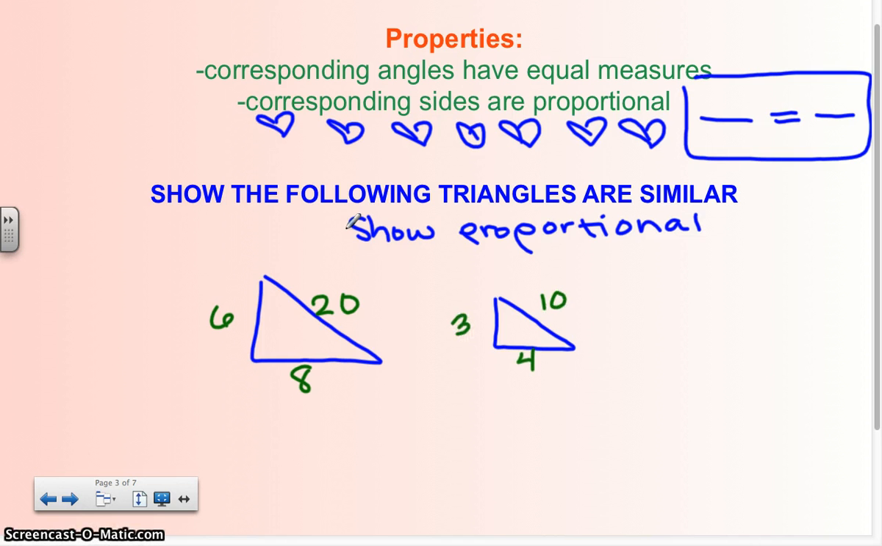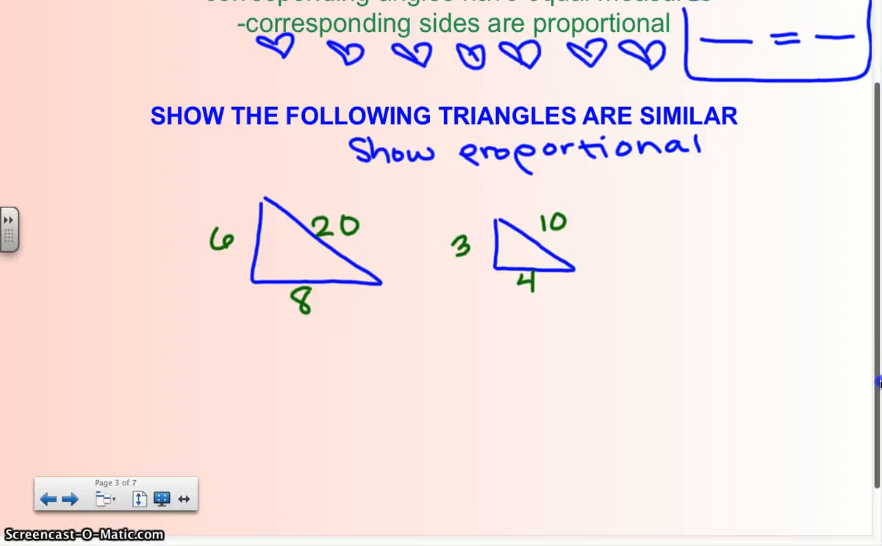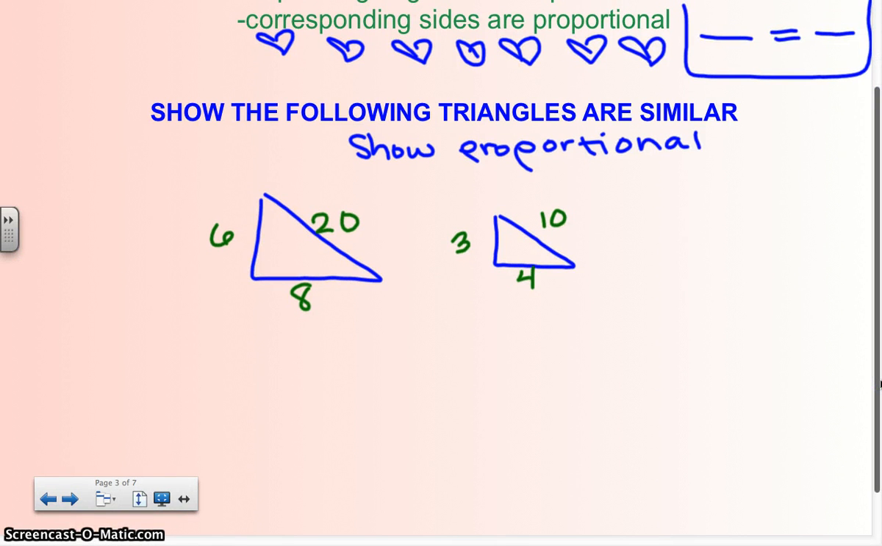20. All right, so these are two triangles, and they sure look similar, don't they? One just looks bigger than the other. To show it, and you don't always have to show it, but sometimes it'll say show that these two triangles are similar. I need to check to make sure that their corresponding sides are proportional.